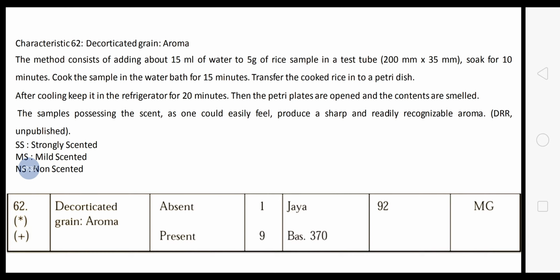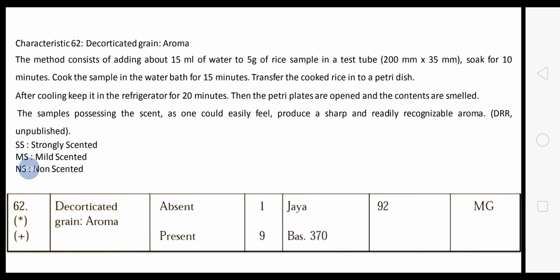The method consists of adding about 15 ml of water to 5 gram of rice sample in a test tube of 200 mm into 35 mm. Soak for 10 minutes. Cook the samples in water bath for 15 minutes. Transfer the cooked rice in a petri dish. After cooking, keep it in the refrigerator for 20 minutes. Then the petri plates are opened and the contents are smelled.